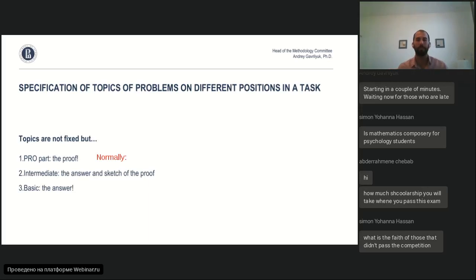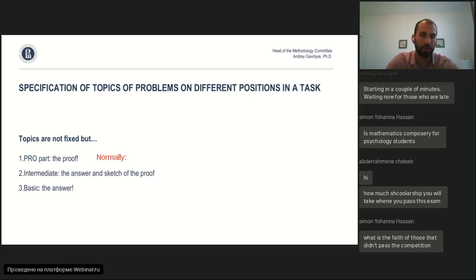For example, number theory. Algebra is different. In algebra we have inequalities, different sorts of questions about functions, and also we have number theory. Last year we had many problems on number theory on the last positions.